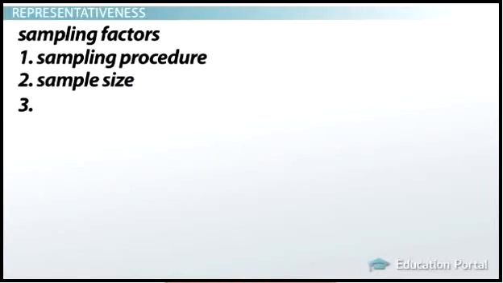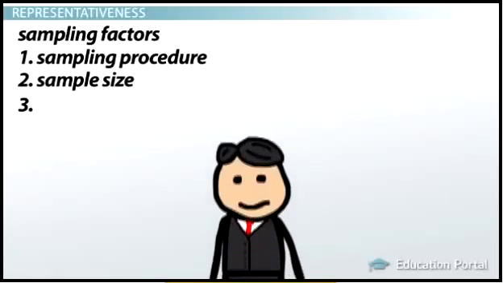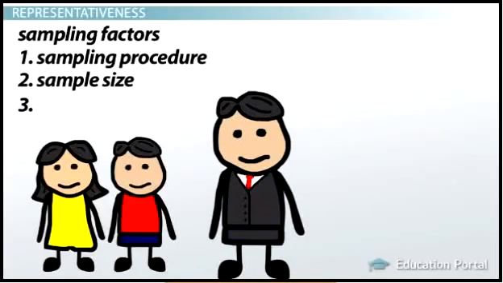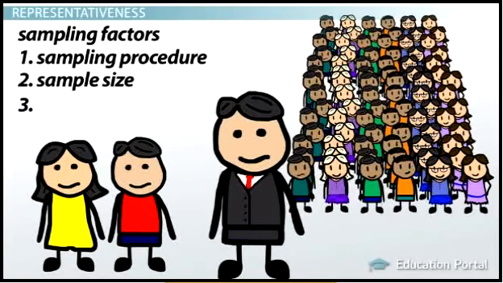Number 2, sample size. The larger a sample is, the more likely it is to represent the population. If Matt only chooses 2 kids, they probably aren't going to be like most of the kids in the district. But if he chooses 200 kids, he's more likely to have a representative sample.